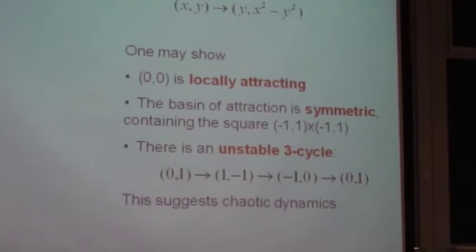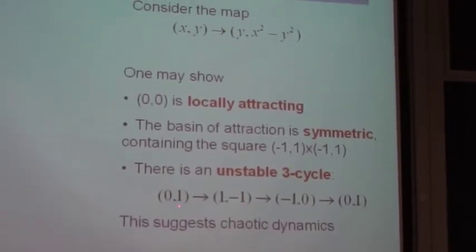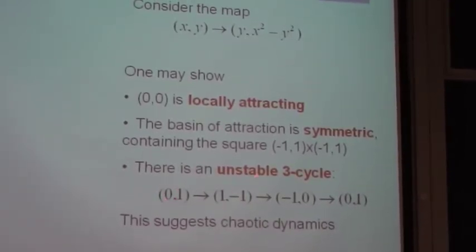Moreover, you have a 3 cycle. If you start at 0,1, it maps to this, and back to 0,1 again. So some of you might remember there's a famous paper from 1975, "Period 3 implies chaos." So whenever you see period 3, your chaos antenna should come up. Okay? So it tells you there's going to be some complicated dynamics underlying this process.